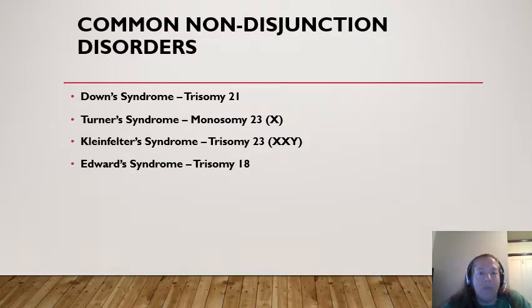Here are some common disorders that are associated to non-disjunction. You have Down syndrome, you have Turner syndrome, you have Klinefelter syndrome, and you have Edwards syndrome. And if you notice, Turner syndrome is missing the other sex gene. And in Klinefelter's, that person has two female sex genes and one male. Okay?